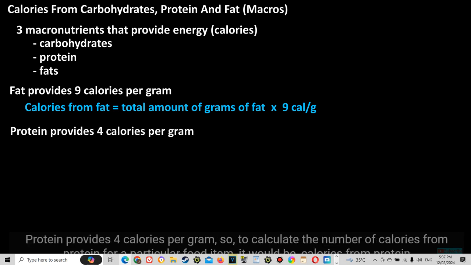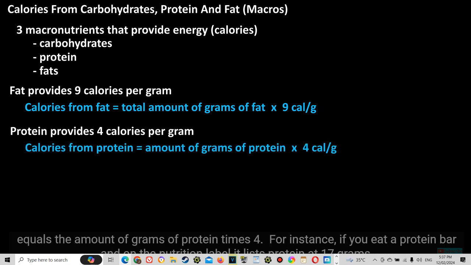Now for protein. Protein provides 4 calories per gram. So to calculate the number of calories from protein for a particular food item, it would be calories from protein equals the amount of grams of protein times 4.